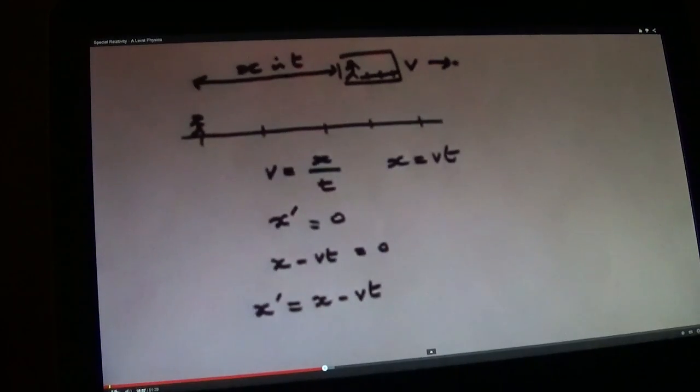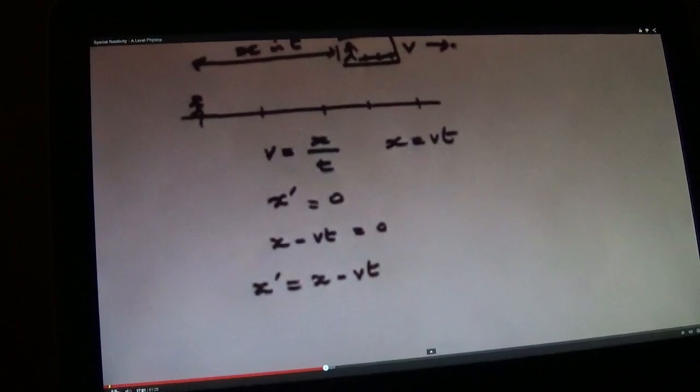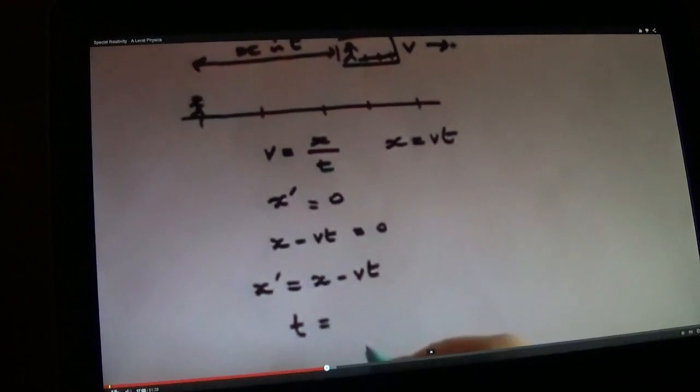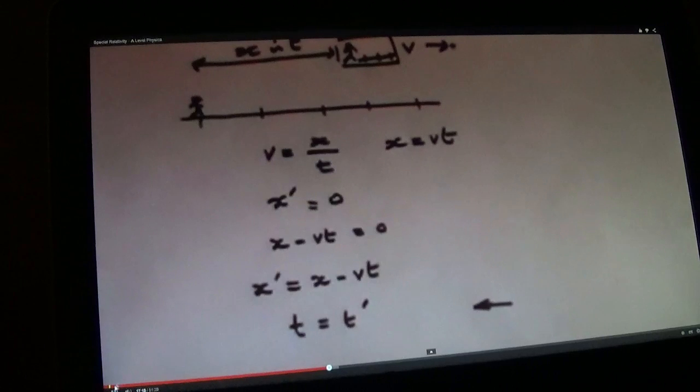And of course, for the moment, we are going to assume that when we each measure time, we measure the same time. So the assumption that we're going to make is that the time that I measure, t, will be the same time that you measure, which is t prime. That we are going to discover is actually not correct. But it's an obvious thing.